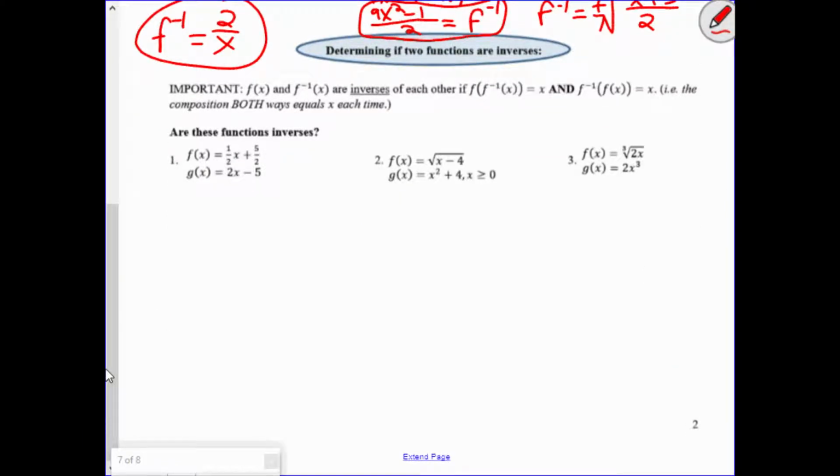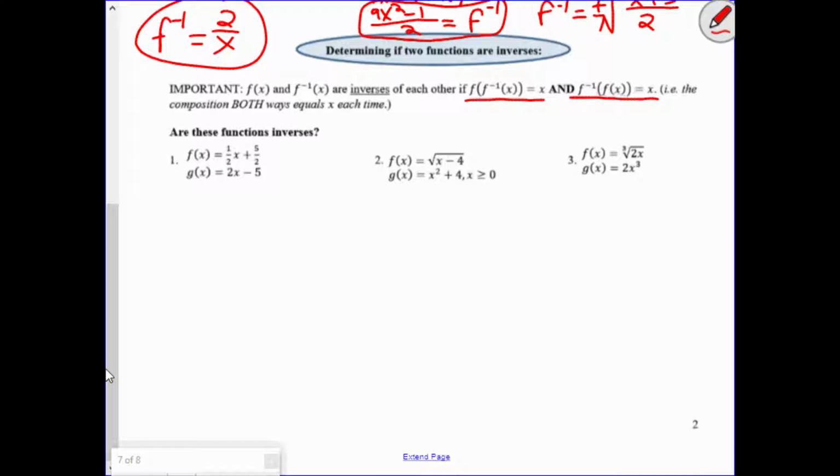Our next learning target is, if I give you two functions, to decide if they are inverses or not. The way that you would do that is, if you have f of x and then f negative 1 of x, the original and then possibly the inverse, they're going to be inverses if you do composition twice and you get x both times. The two compositions are: you plug the inverse into the original, and then you plug the original into the inverse. So you're doing both directions.